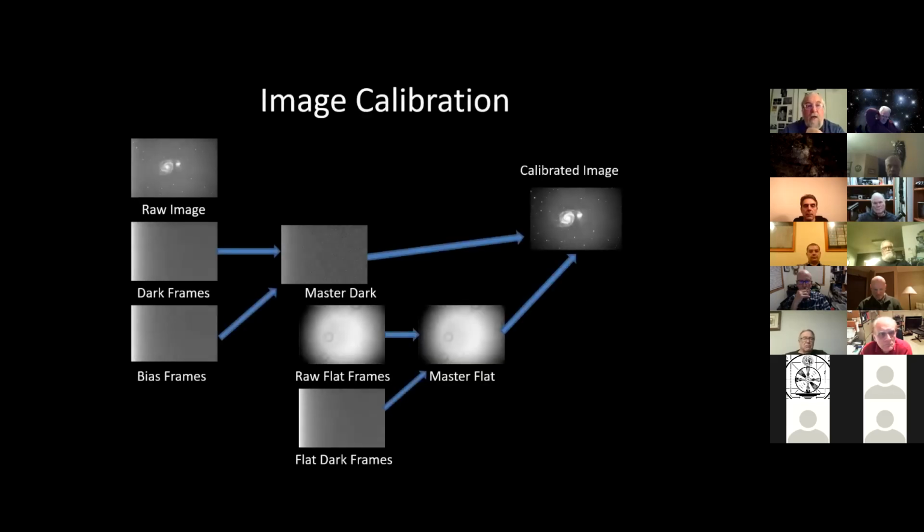So here's image calibration. Here's a raw image, and here are dark frames and bias frames. Those are combined into a master dark. And here are raw flat frames and flat darks, which are combined into the master flat. All of that is done in the software, and you come up with a calibrated image. Do you have any questions about how we got to this point?